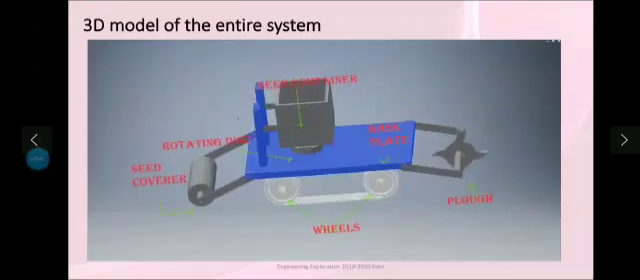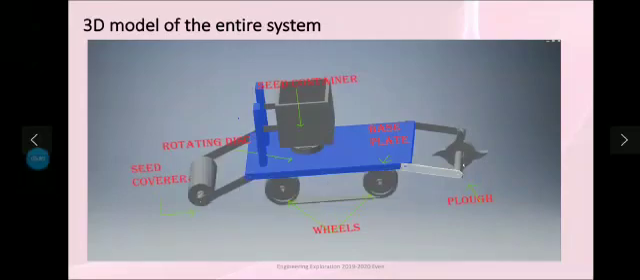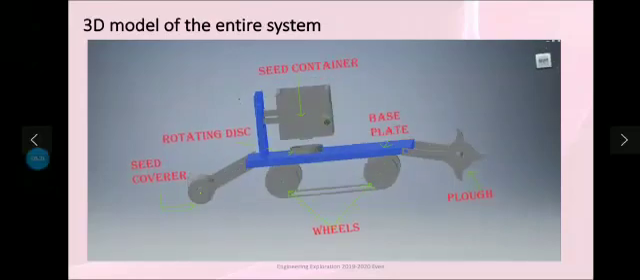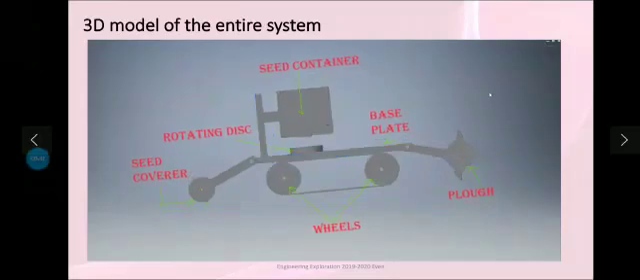Wheels, which help in mobility of the entire system. Seed coverer, it covers the seed dug by the plow. It ensures that a thin layer of soil is covered on the seed so that the seeds are not blown away by the wind. Connectors are present for the plow and seed coverer, which make them strongly connected to the base plate.